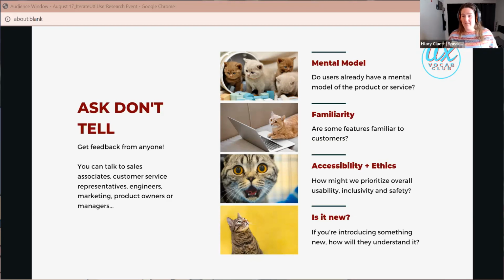It got said multiple times during our bubble exercise, accessibility and ethics. So how can you prioritize overall usability, inclusivity, and safety, right? So even when you're having these conversations, try your product with a screen reader, or try using the tab key, or whatever that is, just making sure that's part of your research from the beginning and not an afterthought at the very end.